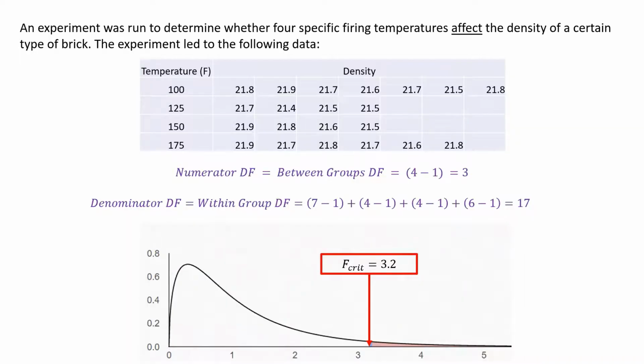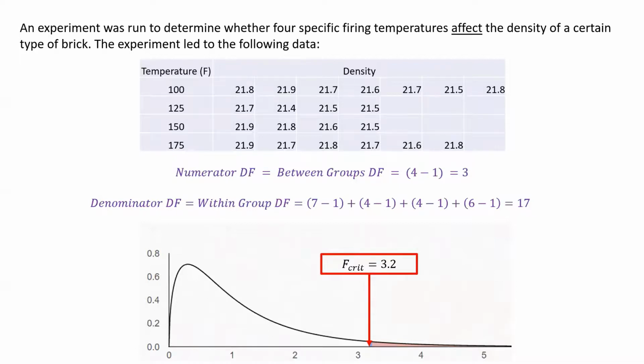Which means the rejection region of Anova F test for this specific dataset is from 3.20 to positive infinity. Rejection region is right tail only because we do Anova F test only as a right-sided test always. All right, now we have to find the F test statistic.